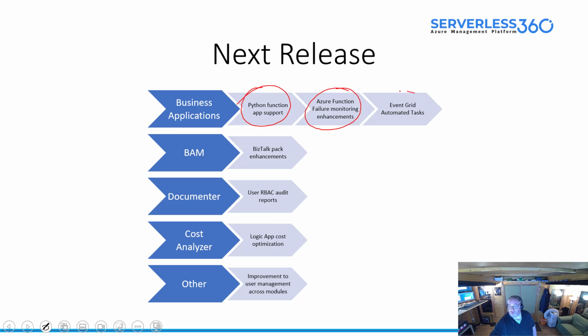We're going to do some improvements around event grid automated tasks. So if you saw a video a few weeks ago we released, it showed some of our repair and resubmit capabilities. And in particular, we were looking at resubmitting event grid to an API endpoint. So we're going to look at being able to set those up as automated tasks, so you could maybe do a resubmit of all of the events that failed today. Maybe would be an example.